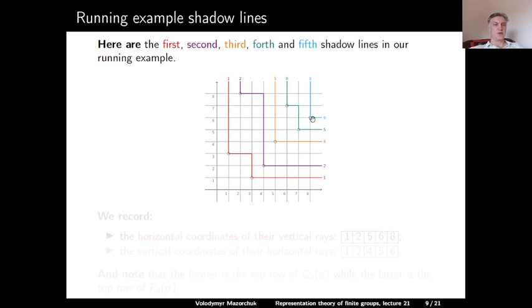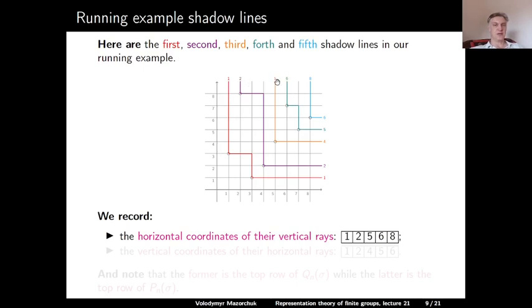So let us record the horizontal coordinates of the vertical rays of these shadow lines. So the first shadow line has the horizontal coordinate of the vertical ray equal to 1. So for the second shadow line, it's 2.